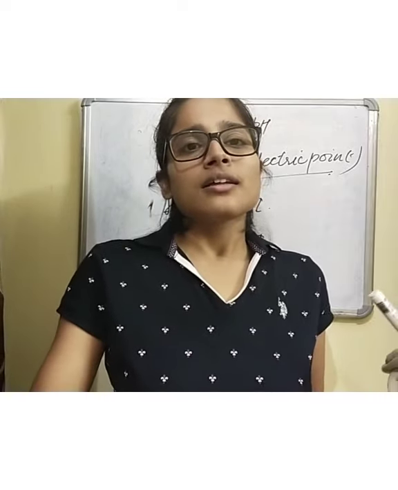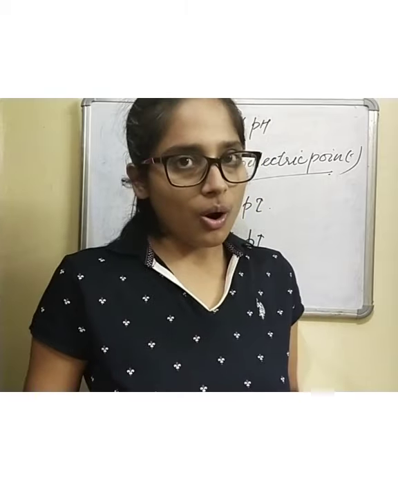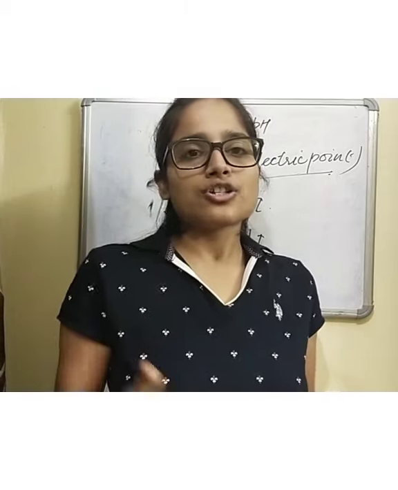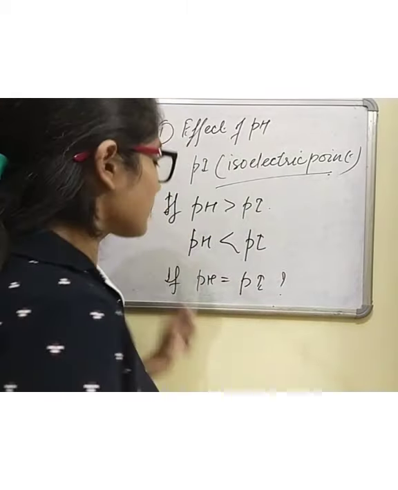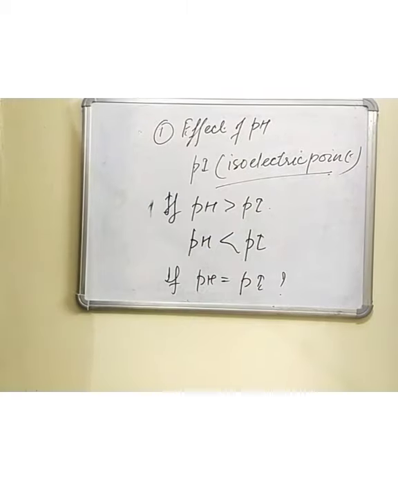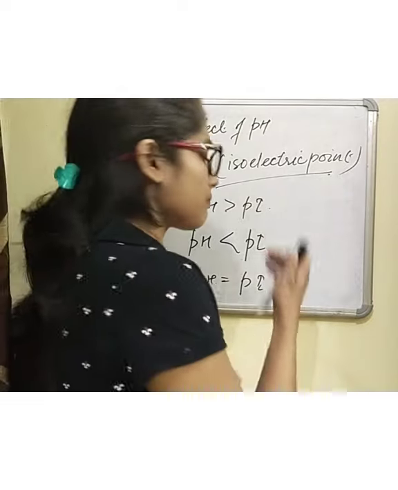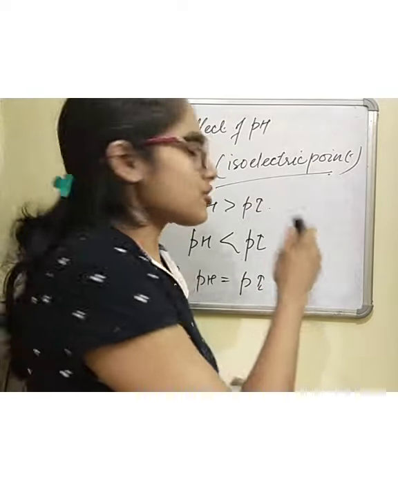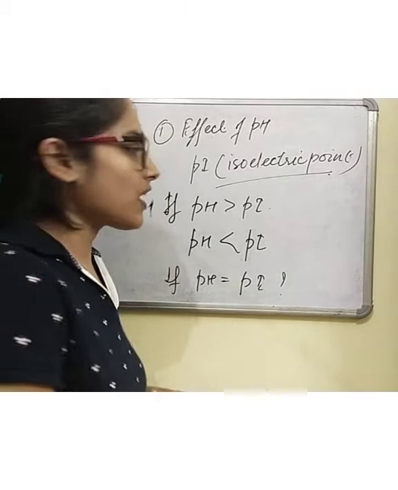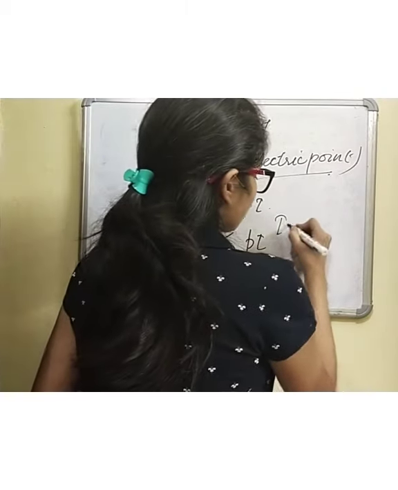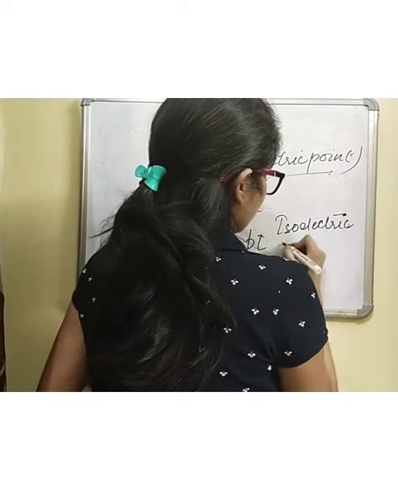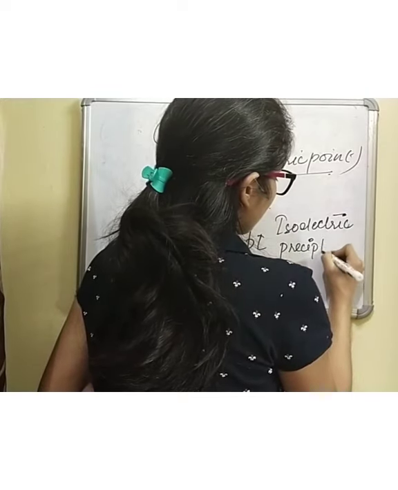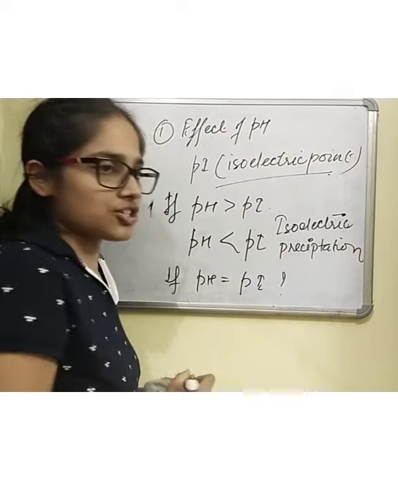However, there may be attractive interaction among the neighboring molecules, and this may lead to precipitation. Because this happens at the isoelectric point, and the precipitation is occurring at pI, the phenomenon is also known as isoelectric precipitation.